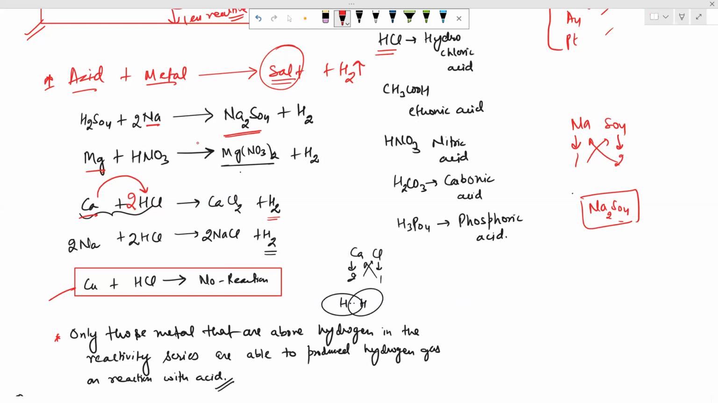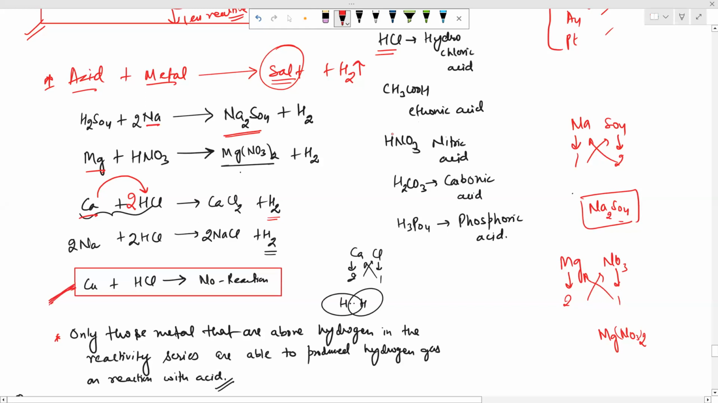For example, magnesium reacting with HNO3 will form magnesium nitrate. Magnesium has valency 2 and the nitrate ion has valency 1. You cross multiply and you will get Mg(NO3)2. You understood? Mariam, yes. Aisha, yes, sir. Okay, so note all these chemical equations, and then tell me why in this case there will be no reaction.